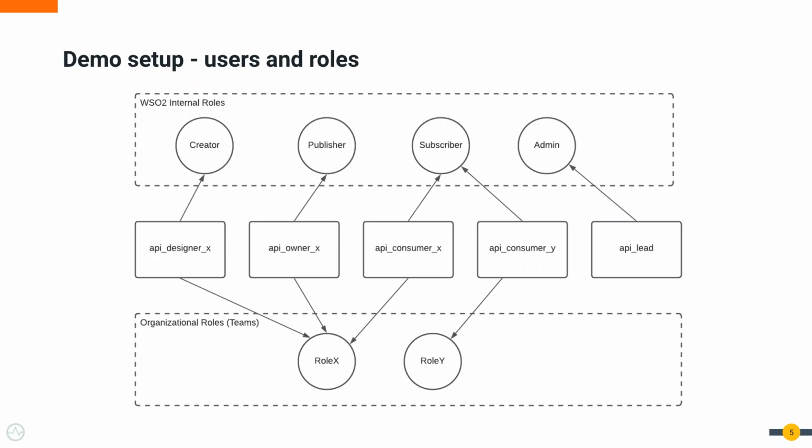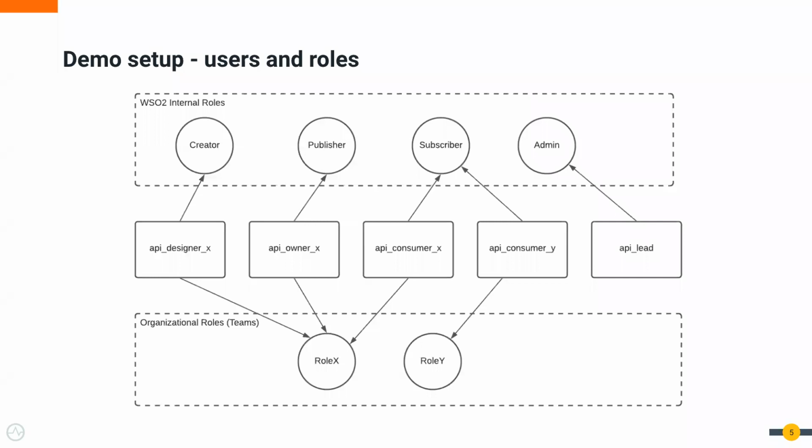So in this demo, we will be creating a set of users belonging to these different roles. For example, API designer X belongs to both the API creator as well as role X. Then API publisher and role X will be assigned to the API owner X. Likewise, there will be API designer Y who will be an API creator as well as assigned to the role Y.